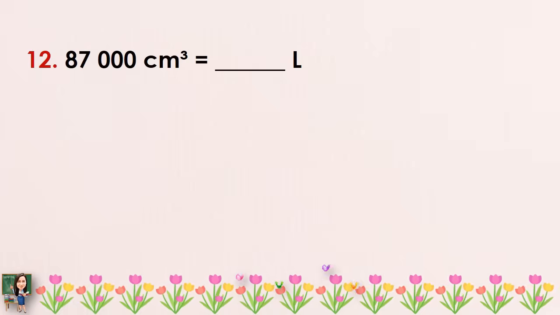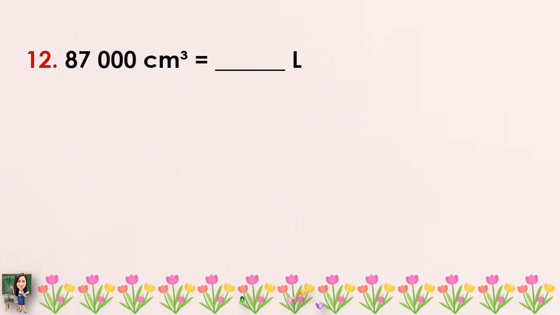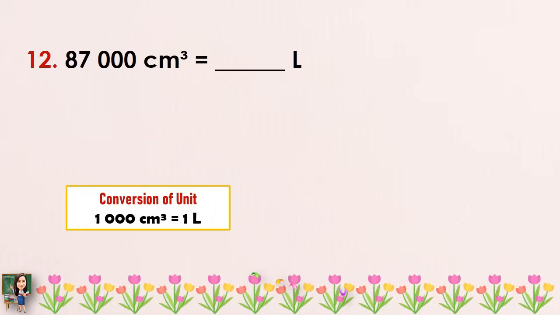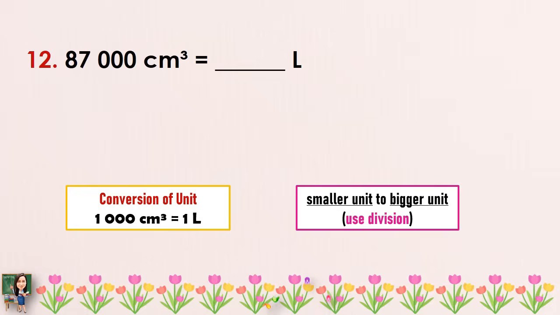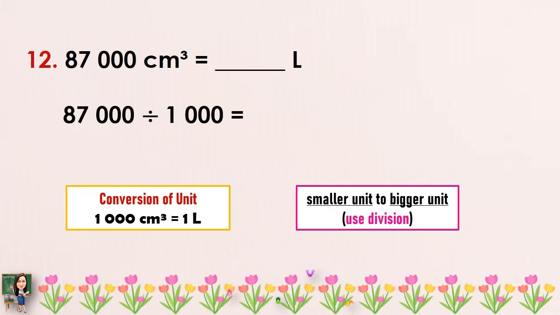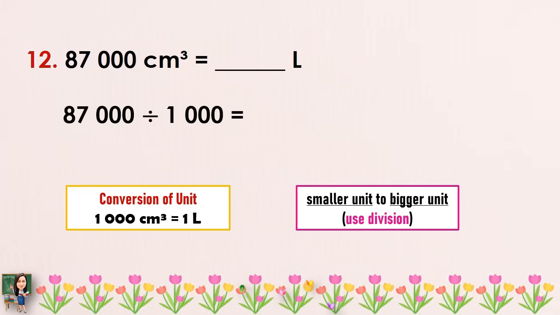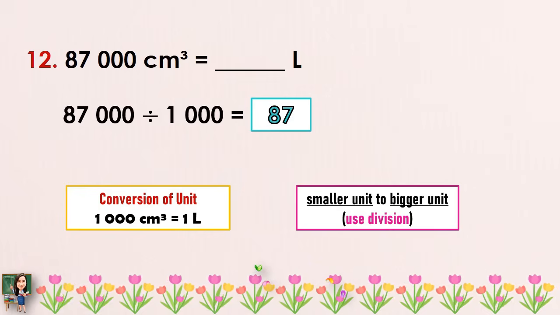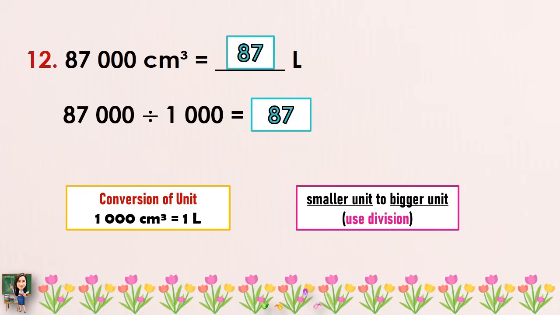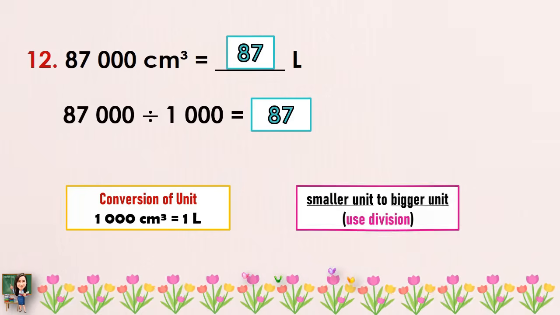Number 12. 87,000 cubic centimeter is equivalent to how many liters? In every 1,000 cubic centimeter, there is 1 liter. To convert smaller unit to bigger unit, use division. So 87,000 divided by 1,000 equals 87. So 87,000 cubic centimeter is equivalent to 87 liters.